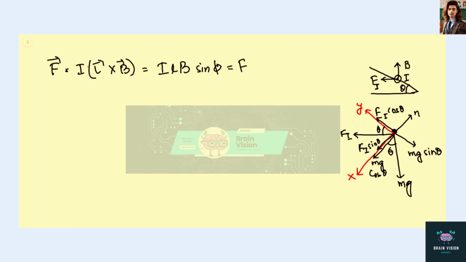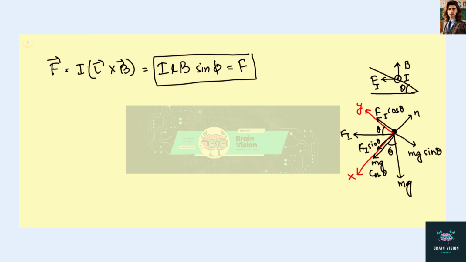The force exerted by the magnetic field is given by I L cross B, so the magnitude of force is going to be I L B times sine phi, where phi is the angle between L and B, and the direction of F is given by the right hand rule applied on the length vector, in the direction of the flow of current, and the magnetic field direction.